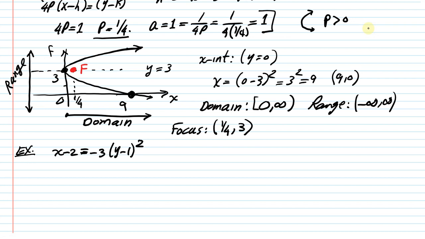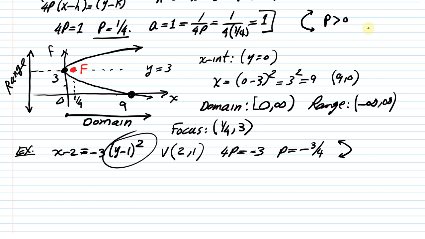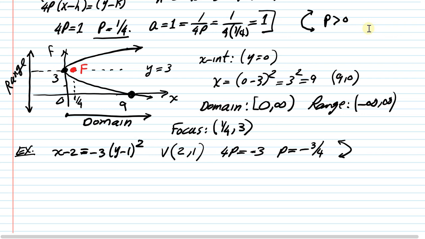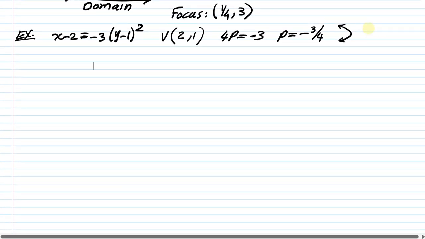All right, so for this one, again, this is h, so the vertex is going to be at h, and k is 1. And negative 3 for 4p, so p is going to be negative 3/4. Remember, p is a real number. Could be positive or negative. Negative means the parabola opens to the left in this case. And because the square is on y here, by the way, not on x, we know that these are horizontal parabolas. All right, what else do I need?